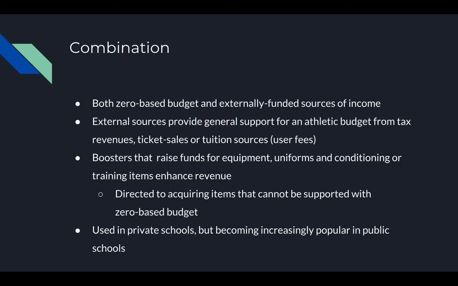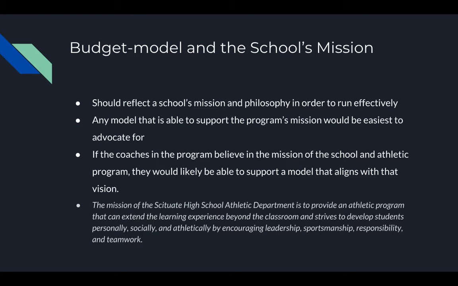This combination budget is typically used in private schools, but is becoming more popular in public schools. And as Scituate is a public school, this is what we are looking to move towards. A budget model should reflect a school's mission and philosophy in order to run effectively and efficiently. Any model that is able to support a program's mission, vision, and the district-wide goals would be easiest to advocate for. Going along with that, if the coaches in the program believe in the mission and philosophy of the school and the athletic program, they would likely be able to support this model because it aligns with the vision.